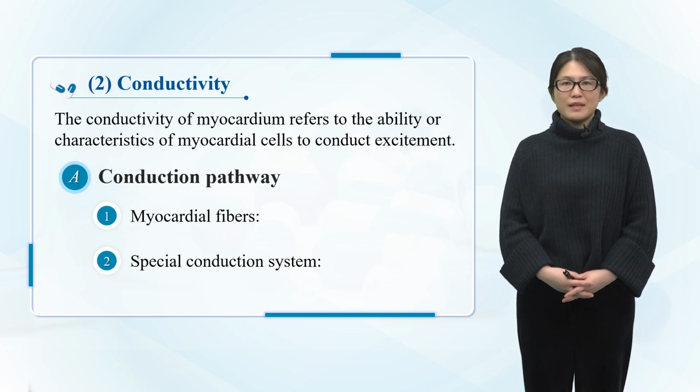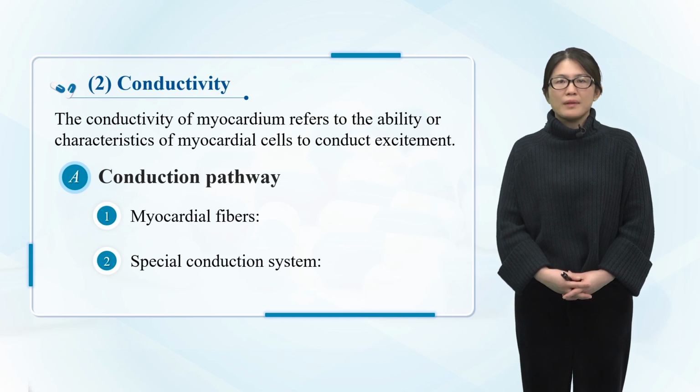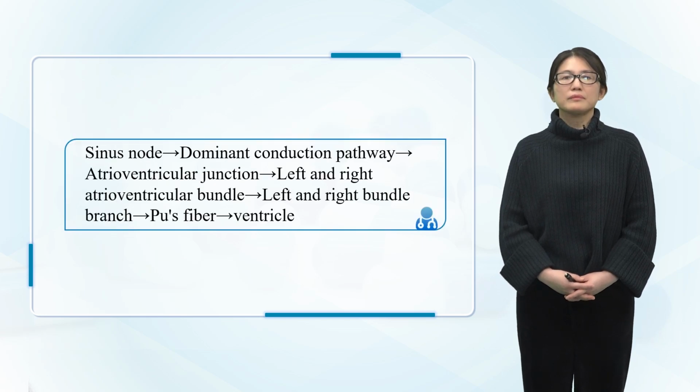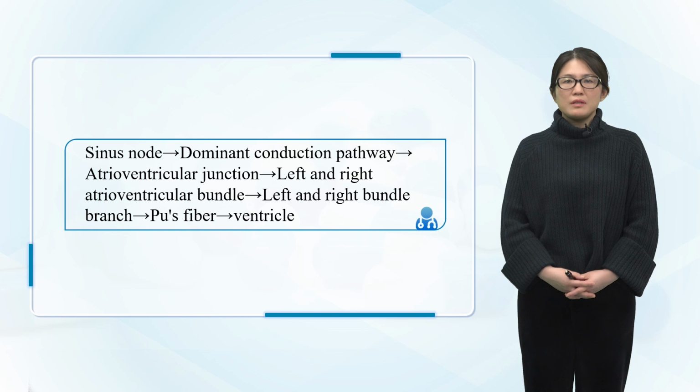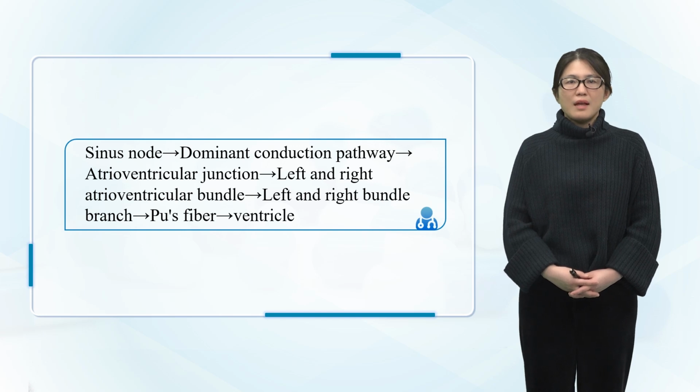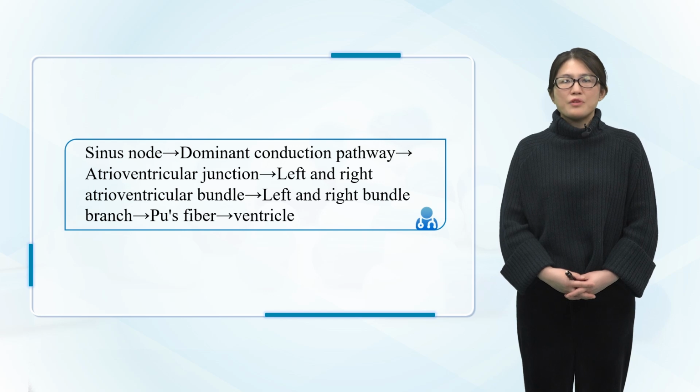Myocardial conduction pathway: 1. Myocardial fibers. 2. Special conduction system, including the sinoatrial node, dominant conduction pathway, atrioventricular junction, left and right atrioventricular bundles, left and right bundle branches, and Purkinje fibers, which then excite the ventricles.